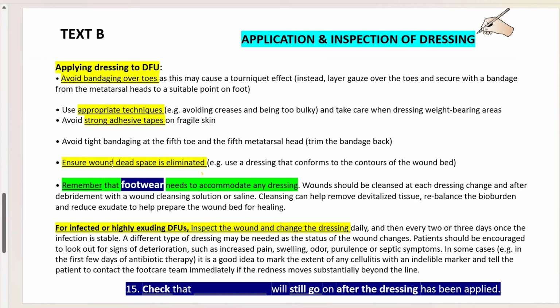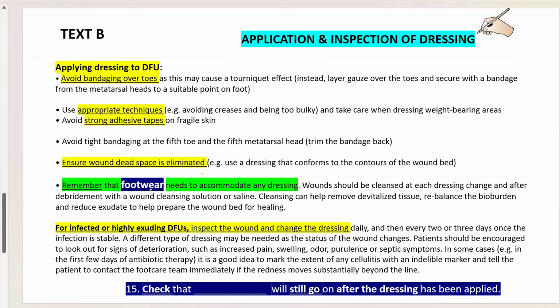Yeah, we'll check. So applying dressing to DFU. Here something is like "avoiding," okay? So they are saying to check that, not to avoid. So you can just leave all this and come here and just check, like, ensure no.